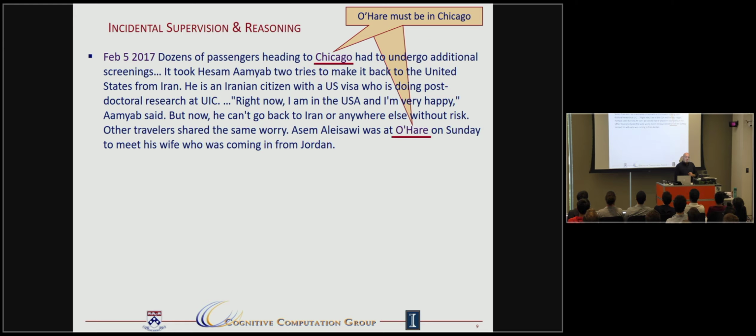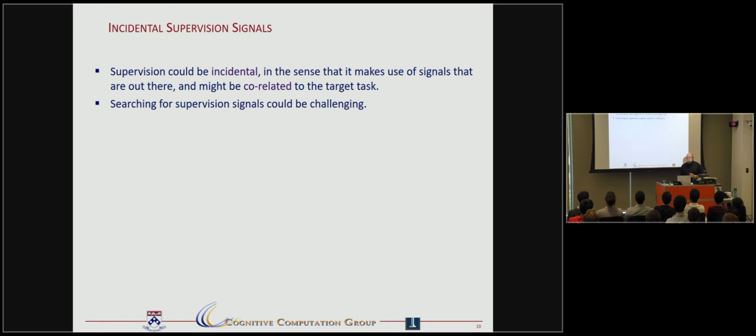And if you didn't know, you now know, I think, or you have pretty good reasons to assume that O'Hare must be in Chicago. How do you know this? I'm not sure exactly how you do, but it's something that has to do with your knowledge of how text is being written, conventions of writing text, discourse, and so on. And even if you didn't know this fact, now either you know it or you have some pretty good idea that this is likely to happen. So in general, supervision could be incidental, but identifying these supervision signals could be challenging.